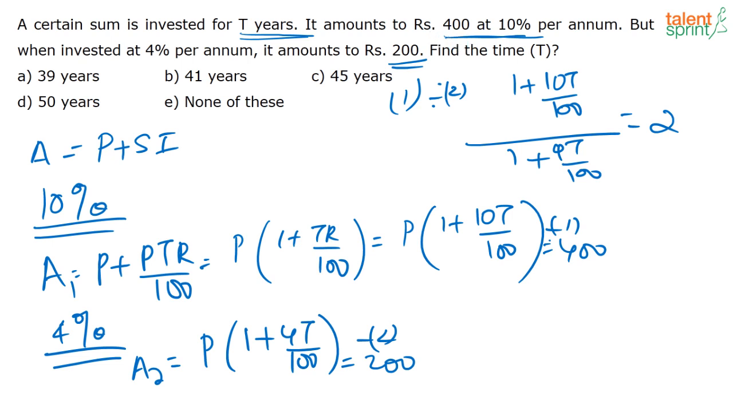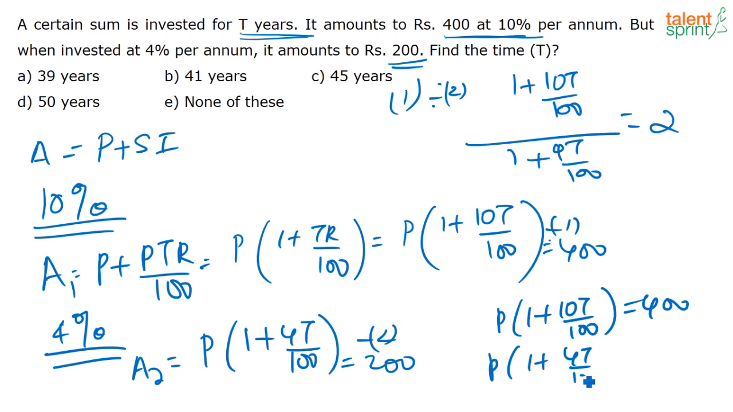Pechi Ramalakshmi is asking why we should divide. We are dividing so that we have fewer variables. You can do it without dividing as well. You have two unknowns and two equations: P into 1 plus 10T by 100 equals 400, and P into 1 plus 4T by 100 equals 200. The actual way is to solve for both variables and find T, but that is more time consuming. So I just divided the two equations, P got cancelled automatically, and I just need to find the value of T, which I felt was easier.